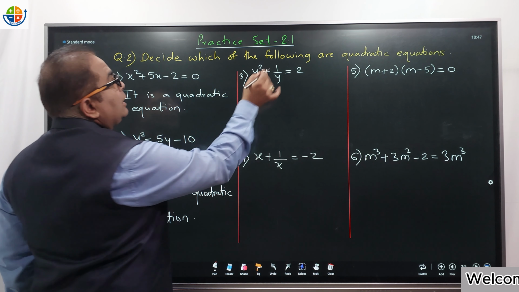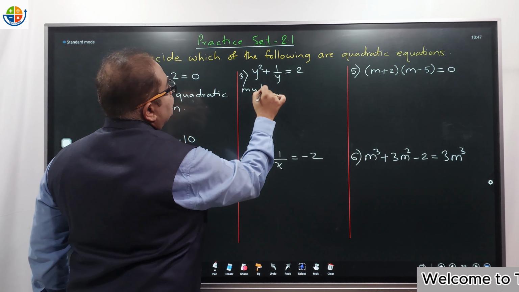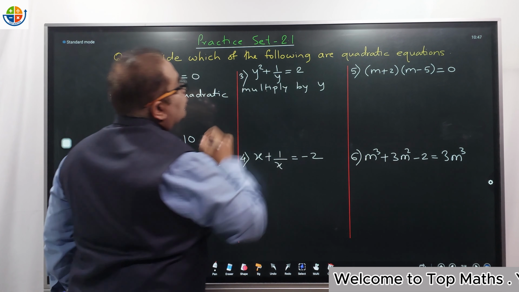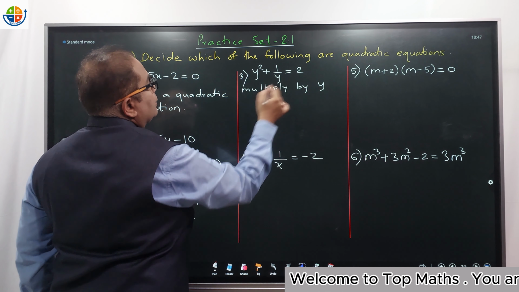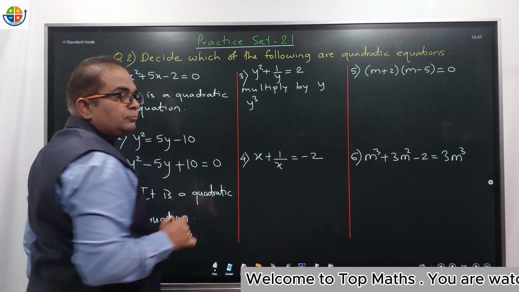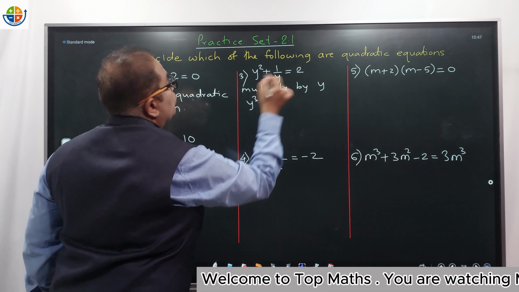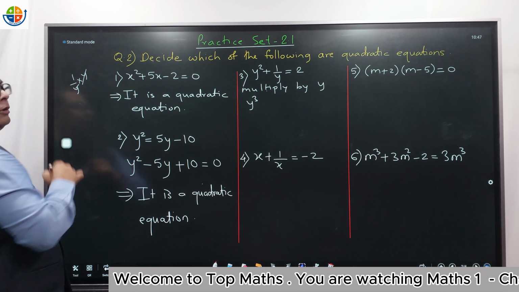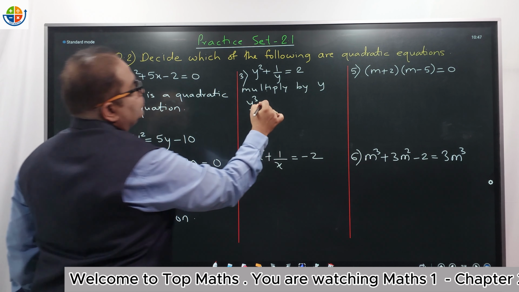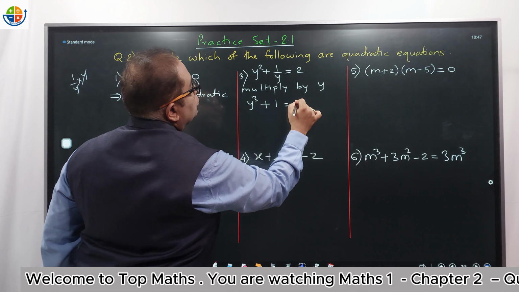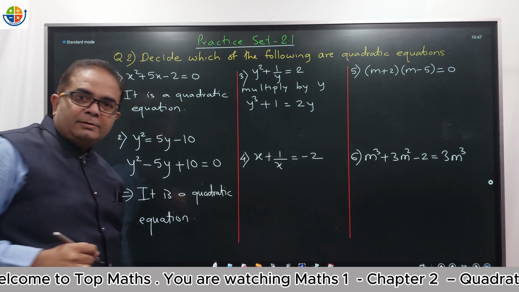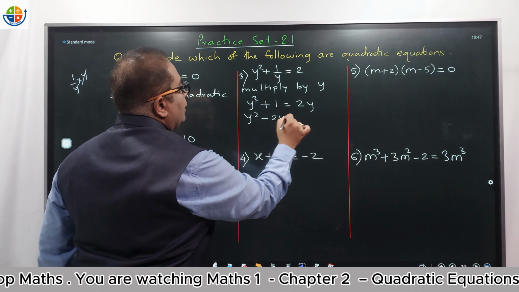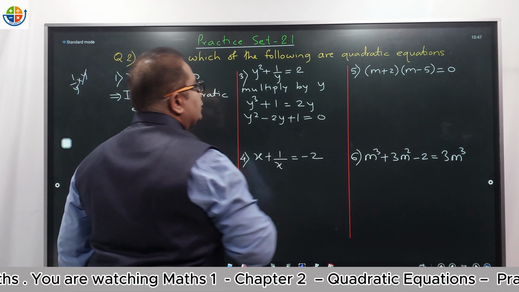So I'll say multiply by y. Y into y square will be y cube. 1 upon y into y, y will get cancelled. So क्या मिलेगा आपको? 1 is equals to 2 into y is 2y. So y cube minus 2y plus 1 is equals to 0.